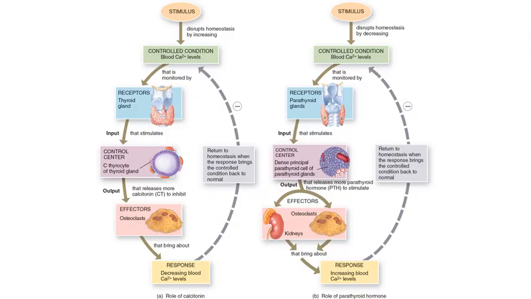Okay, so parathyroid hormone is there to increase blood calcium levels. Okay, the parathyroid gland is more of the monitoring side of things. Calcitonin is there to decrease blood calcium levels, and it's the thyroid gland that leads that by itself.